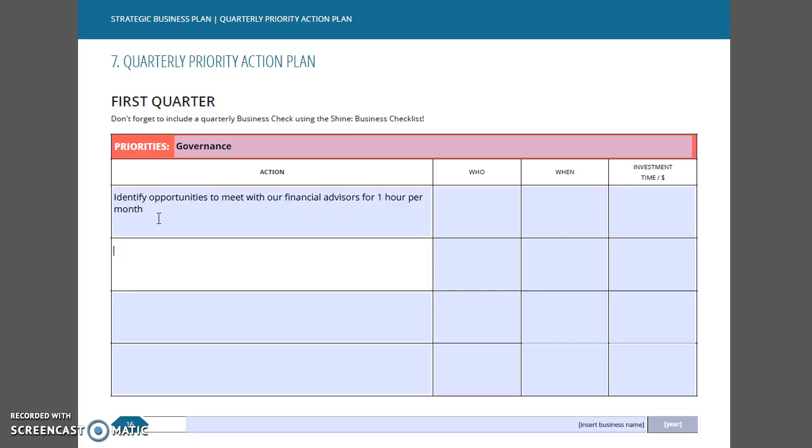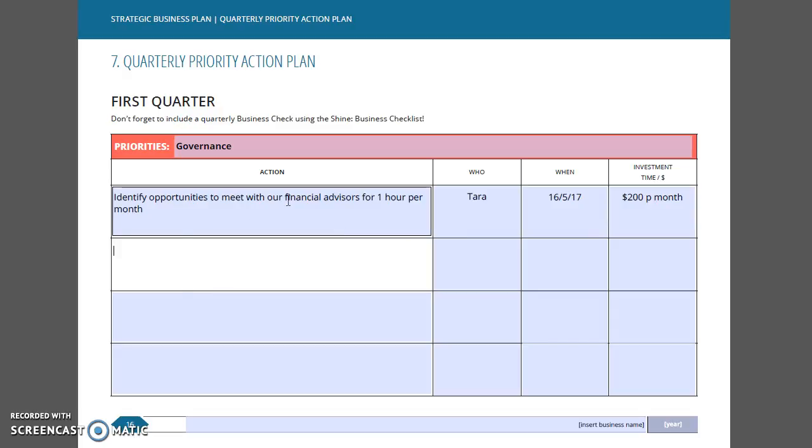Who's going to do that? Tara's going to do that. When? I'm going to do it by the 16th of the 5th. And how much time? Well, it's going to take a little bit of my time, but it's more about how much it's going to cost. An hour a month, that might be $200 per month. So that's what you're going to put in here.